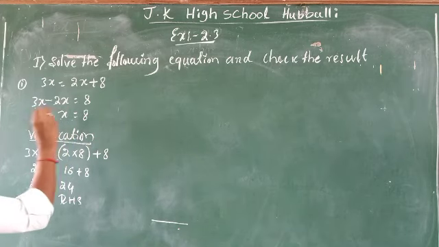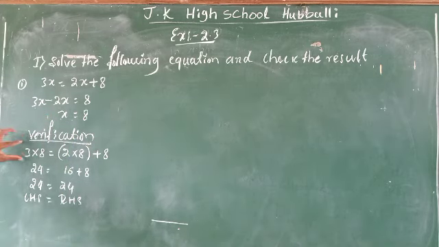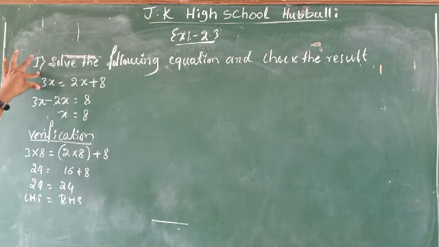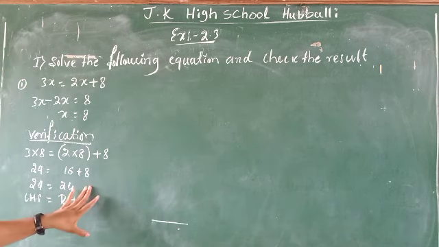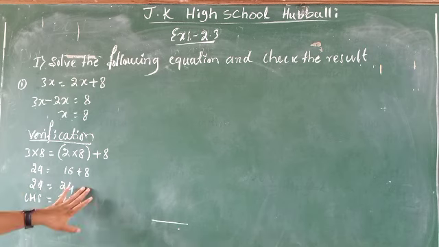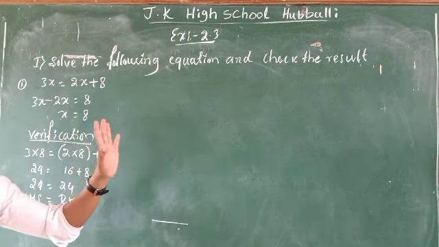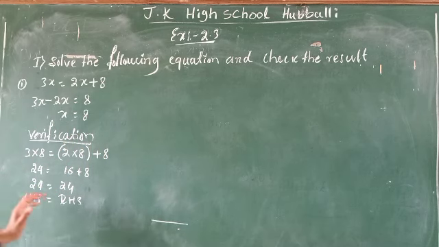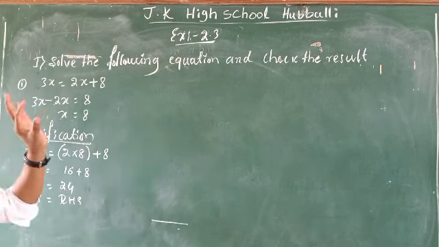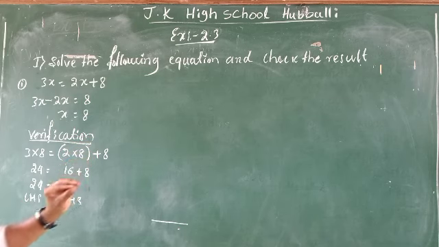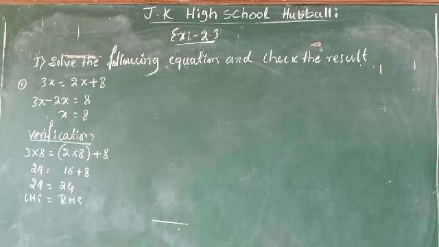First find out the value of x. Later on substitute the value of x in the main equation. You will get the same answer on both sides. If you get the same answer on both sides, your x value is correct. Or we have to check once again. But here our LHS is equal to RHS. That's why our x value is correct. Clear, children? Okay, write down the answer. Okay, shall we go for question number 2?